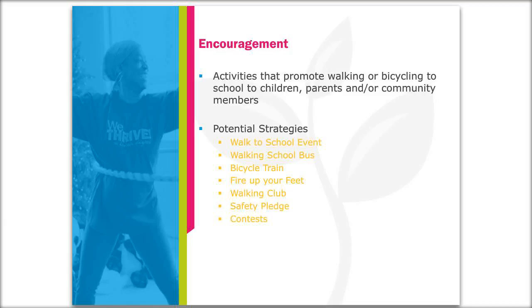Encouragement activities promote walking or biking to school to children, parents, and community members. Some potential strategies with these include walking to school events. You can have a walking school bus, which is a group of children that walk with one or more adults and can be as informal as two families taking turns walking their kids to school, or can be a more formal, planned route with meeting points and a schedule for trained volunteers.